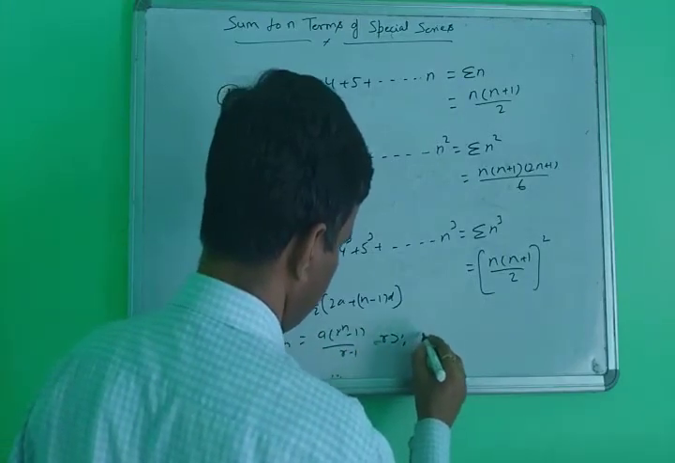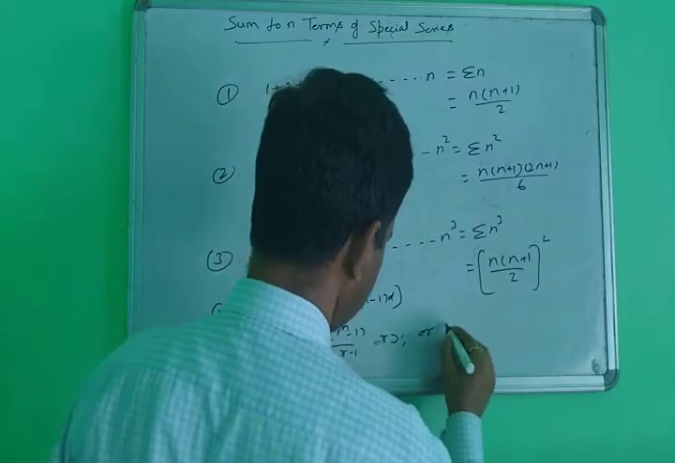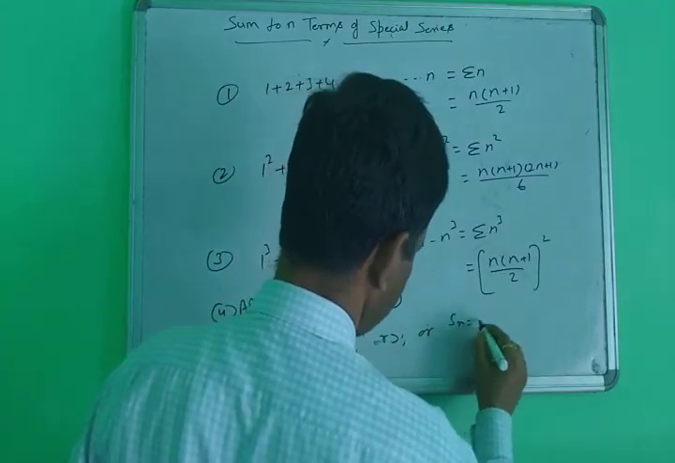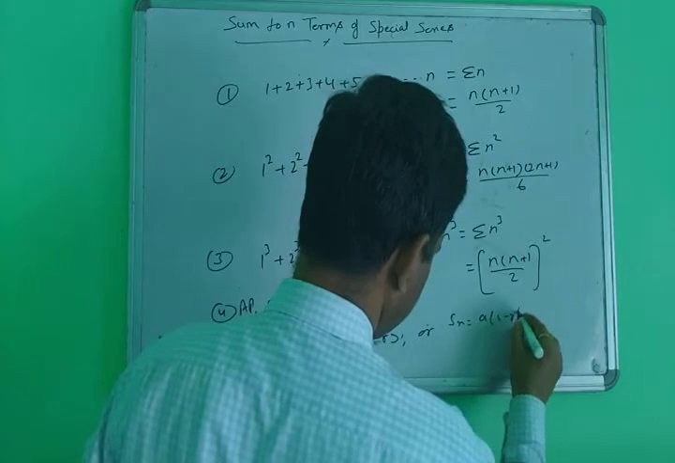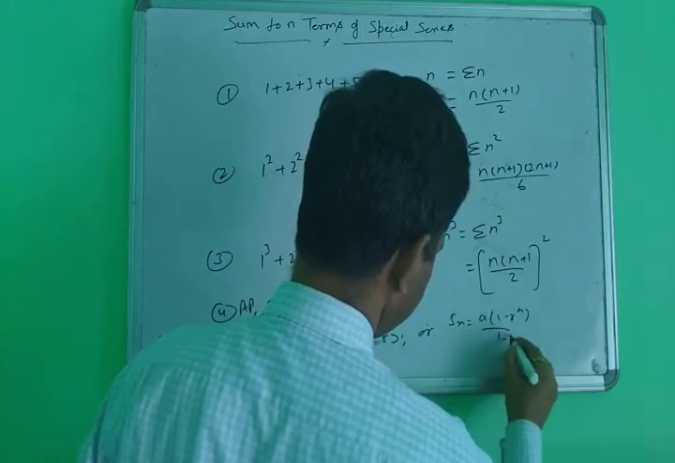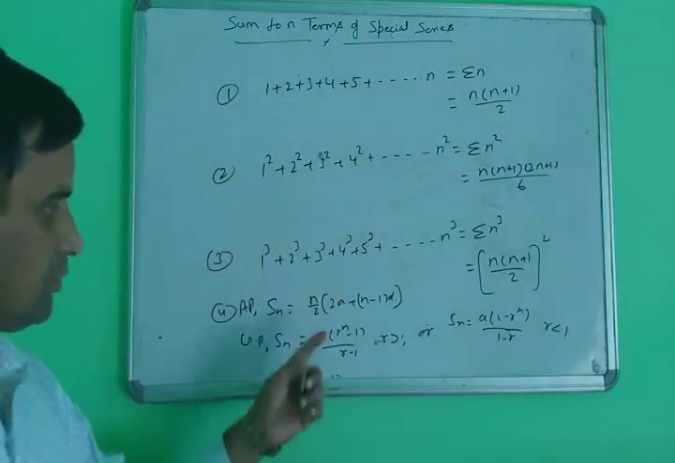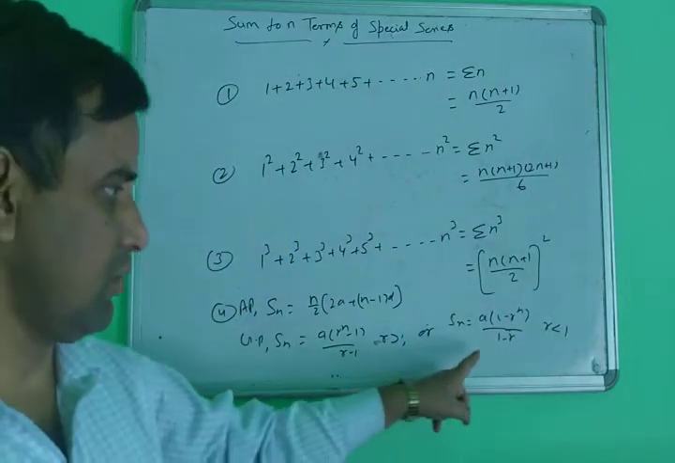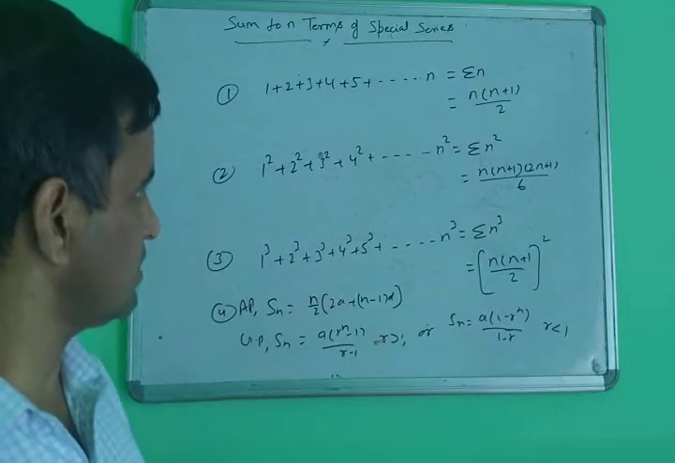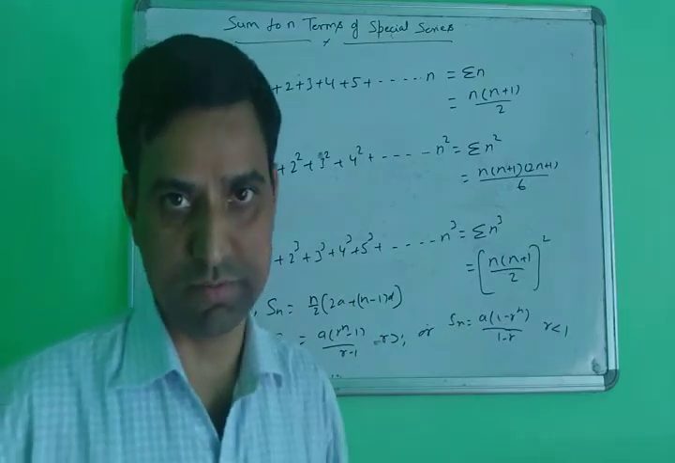when r is greater than 1. Otherwise, you can say Sn equals a into 1 minus r exponent n upon 1 minus r when r is less than 1. So this is the sum of the series of the GP and the sum of the series of the AP. You can add these things and note them down first.